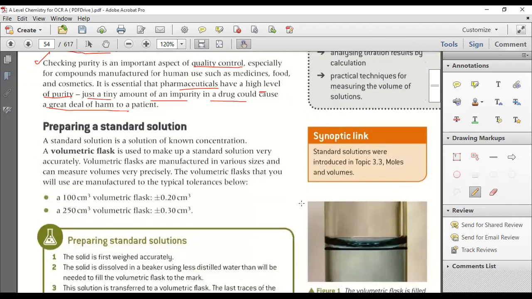Okay. Now for this titration part, we prepare a standard solution. A standard solution is a solution of known concentration. Now, suppose you have something unknown. To titrate this unknown thing, we compare it with the known concentration. And the known concentration solution is known as a standard solution.